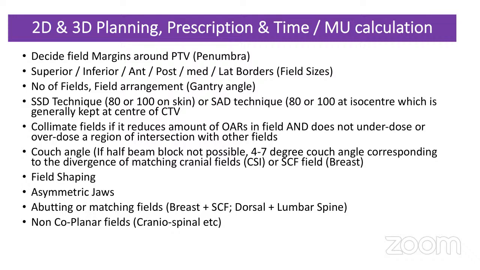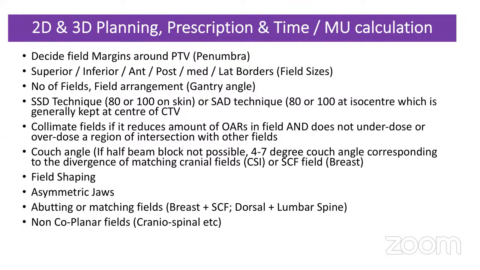Okay. Then couch angle, if required, if half beam block is not possible with asymmetric jaws, then you may have to use a few degrees of couch angle corresponding to the divergence of the matching cranial field or the other field, which is the case in breast cancer. Shape the fields either with simple shielding material, customized shields, or with MLCs. Of course, that is the most common method. If you don't have MLCs, again, simple 3D CRT could be done with corner blocks or customized blocks, asymmetric jaws.